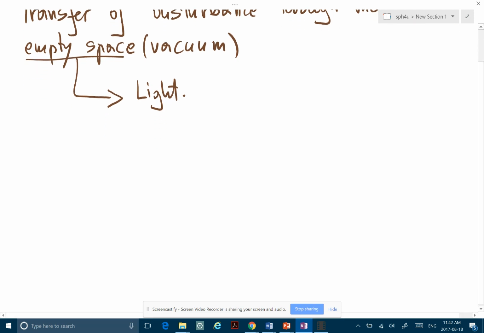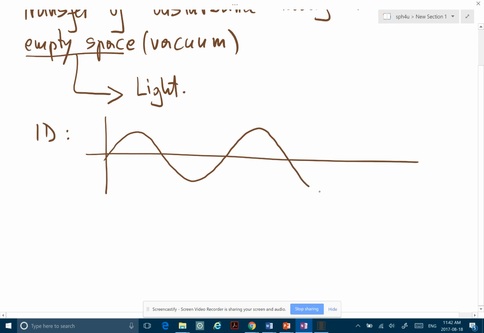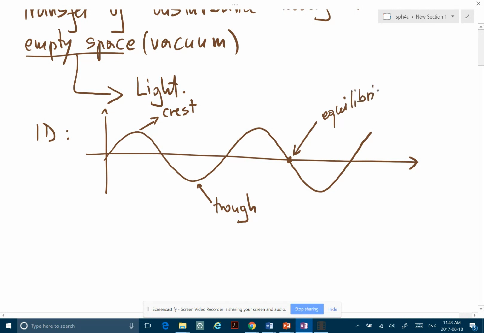All right. So the wave motion in one dimension, the general one, would look like this. Okay. And this, the highest point, is called a crest. The lowest point is called a trough. Okay. These points here, and there are many, are in equilibrium.